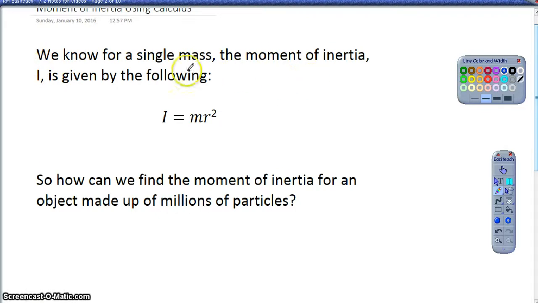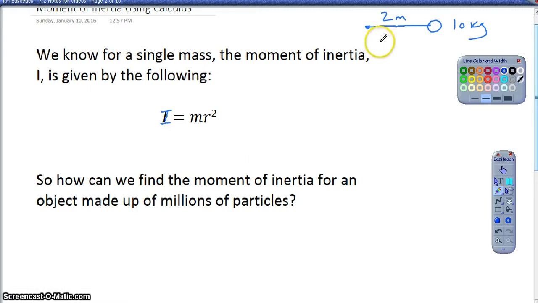For a single mass, if I ask you to find the moment of inertia, or essentially the angular mass, if you will, then all we have to do is take the moment of inertia, which is represented by an I, equal to that mass times radius squared. So if I gave you, for instance, a pivot point here, and then you had a thin massless string, and you had a ball that had a certain mass, maybe 10 kilograms, located 2 meters from the center of that string.